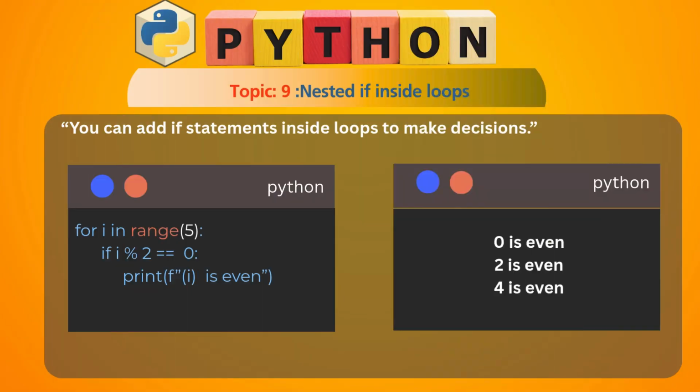Now we'll move on to this statement, nested if inside loops. For i in range(5), if i modulo 2 equal to 0. It prints within 5 what are the even numbers. 0, 2 and 4 will be printed.